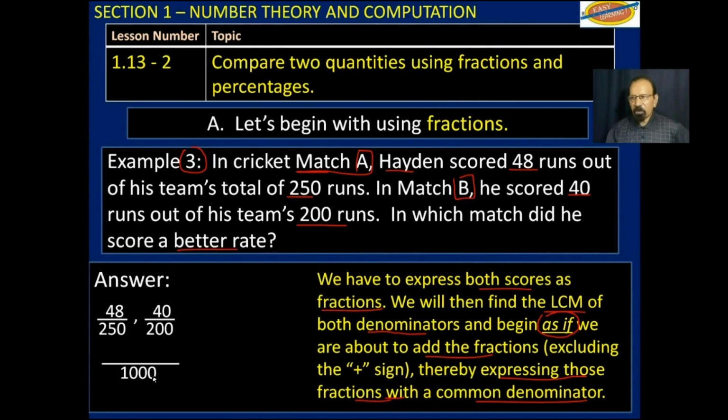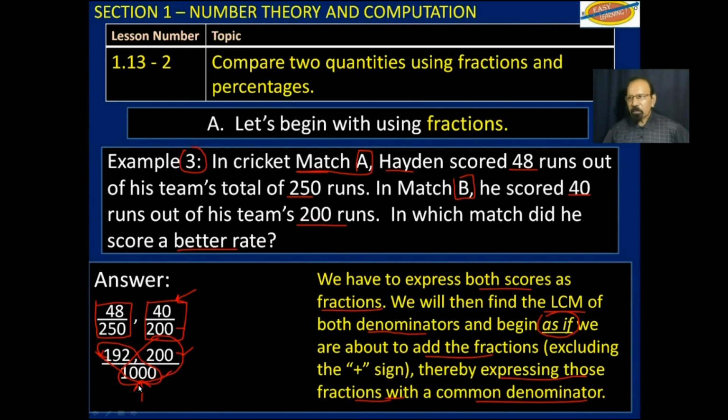It actually is 1,000. So 250 into 1,000 would give us 4. 4 times 48 will give us 192. 200 into 1,000 will give us 5. 5 times 40 will give us 200. Okay, so you understand that 48 over 250 is the same as 192 over 1,000. And 40 over 200 is the same as 200 over 1,000. So both of them have a common denominator.